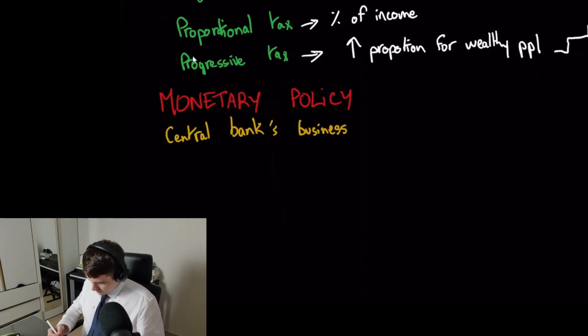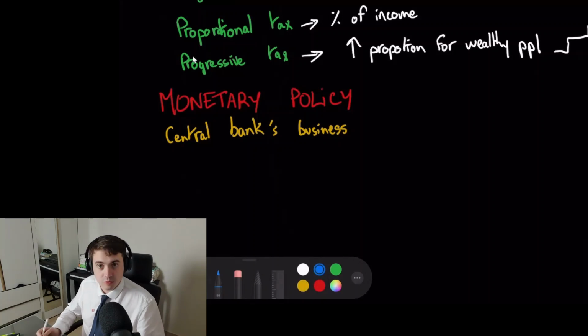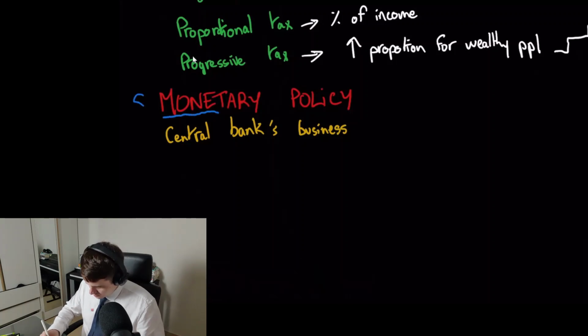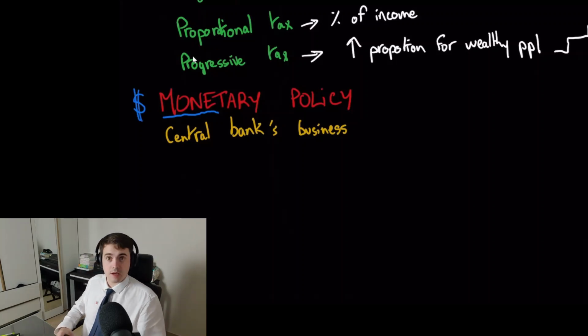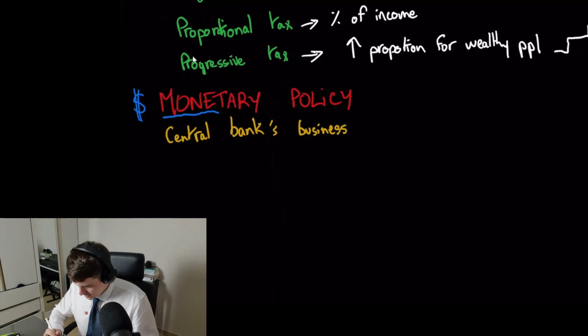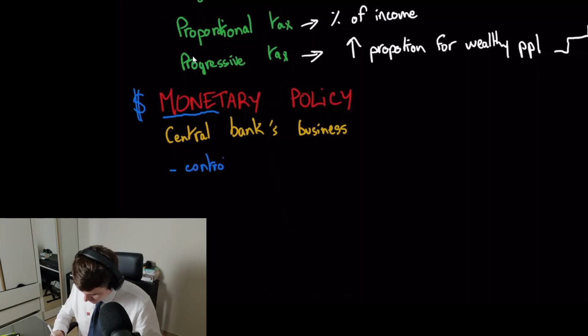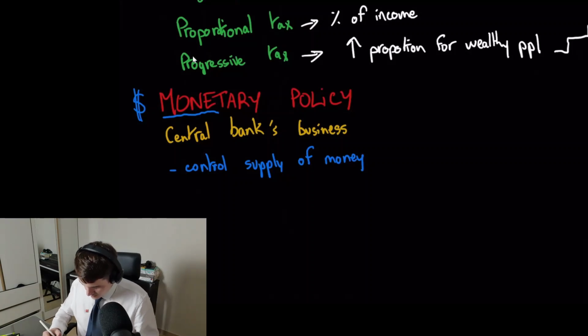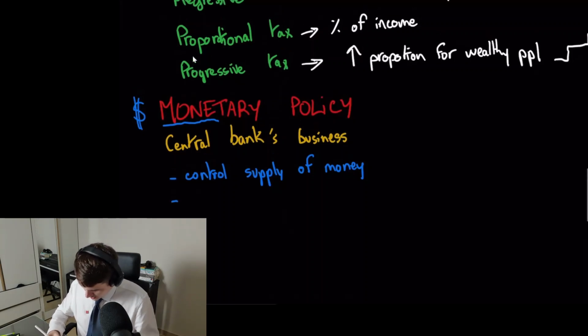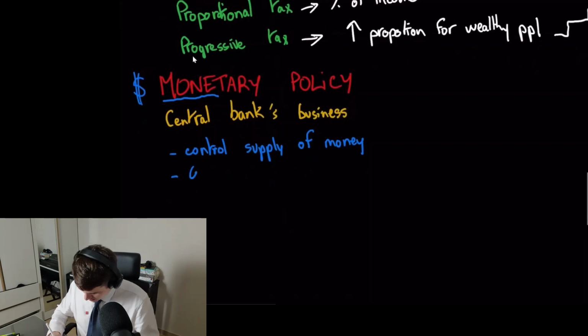And again, they have a couple of tools. First of all, monetary for money. They control the flow of money. So a central bank can control the supply of money. What else? Well, they can affect interest rates.